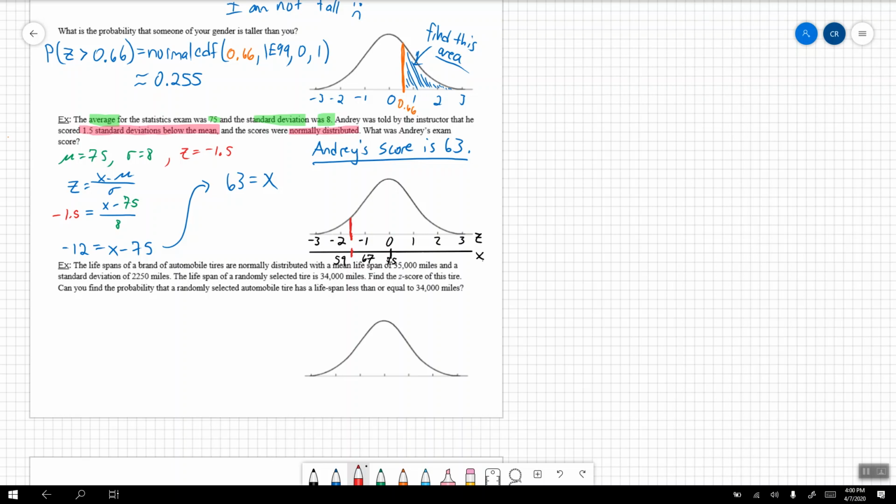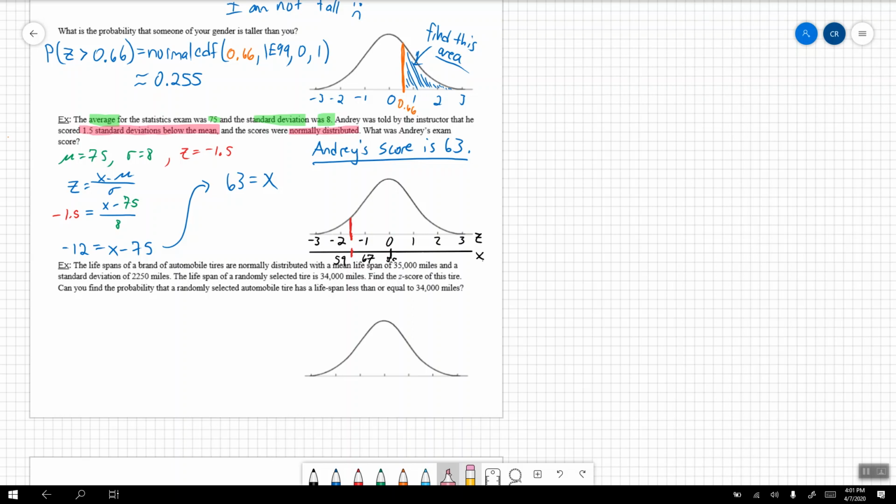So let's see if we can work with the next problem then. Let me erase this just a little bit. There we go. So the next example says that the lifespans of a brand of automobile tires are normally distributed with a mean lifespan of 35,000 miles and a standard deviation of 2,250 miles. The lifespan of a randomly selected tire is 34,000 miles. So we now want to find the z-score of the tire.